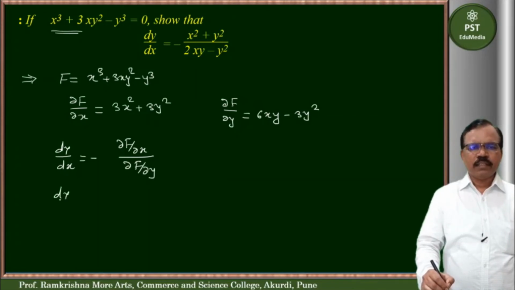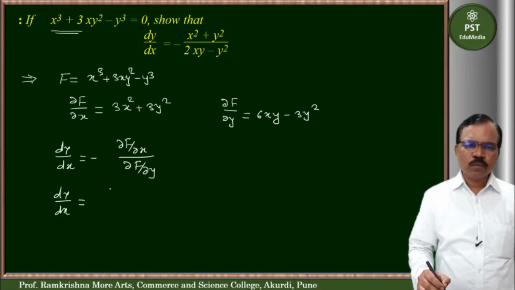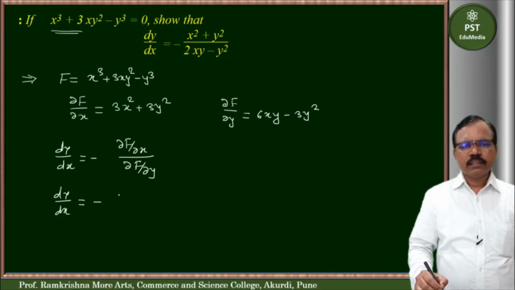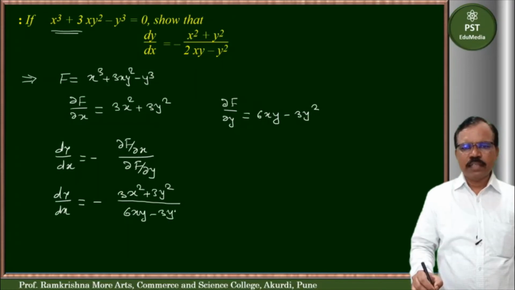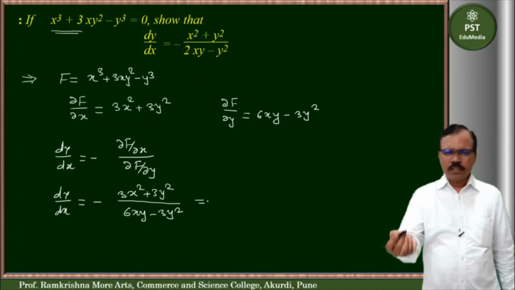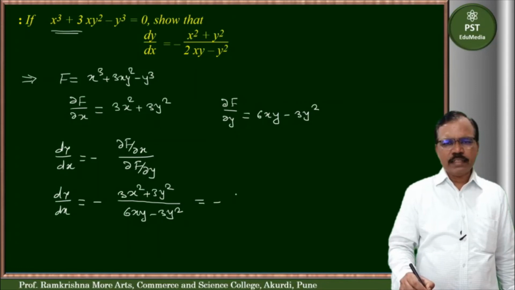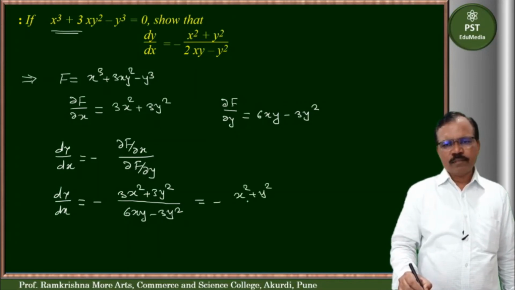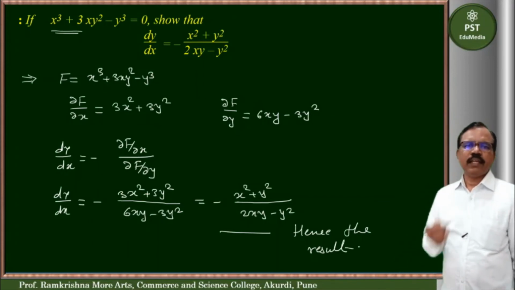So we get here dy by dx is equal to minus (3x square plus 3y square) upon (6xy minus 3y square). Now we can take 3 common from numerator and denominator, and we can cancel that. So we get here minus (x square plus y square) upon (2xy minus y square). Hence the result. So in this way, you can find dy by dx.